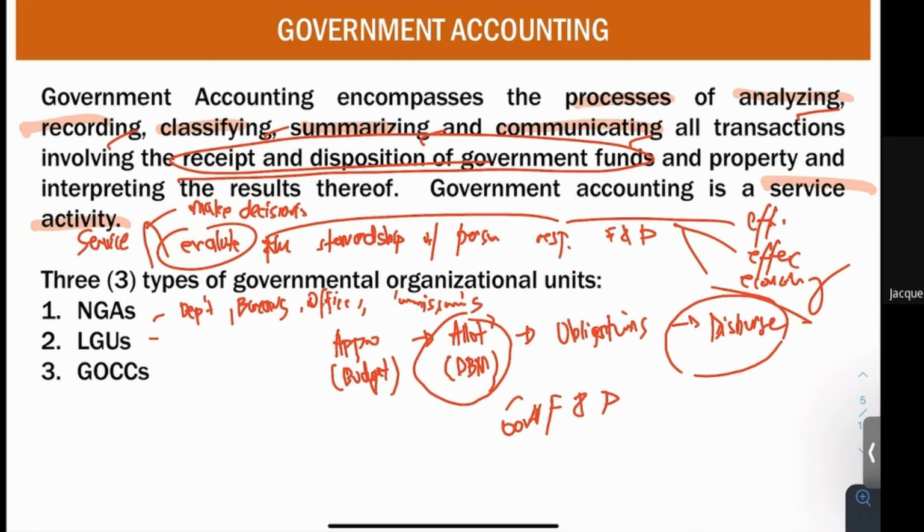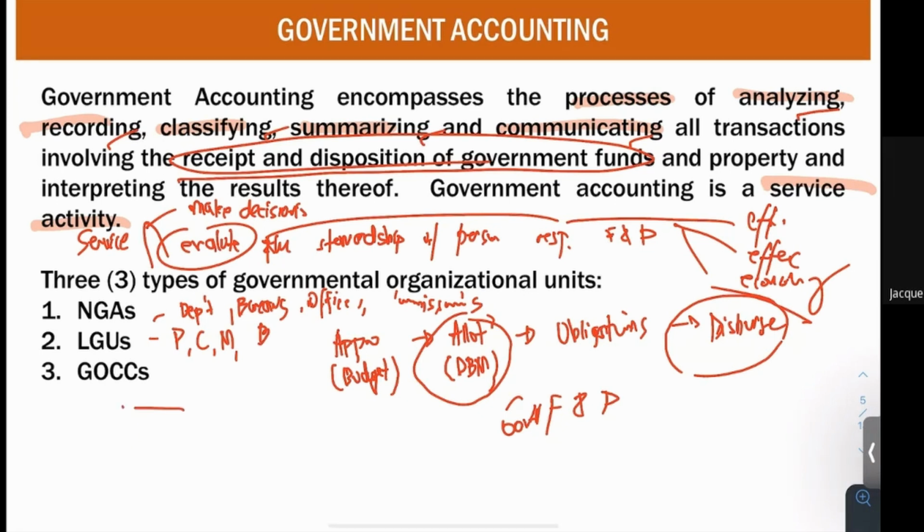Next, you have your local government units. These are political subdivisions for local affairs. When we say local affairs, these are your provinces, cities, municipalities, and barangays, the lowest level of local government. And then lastly, your government-owned and controlled corporations. These are corporations that are wholly or partially owned by the government and the control is within the government.